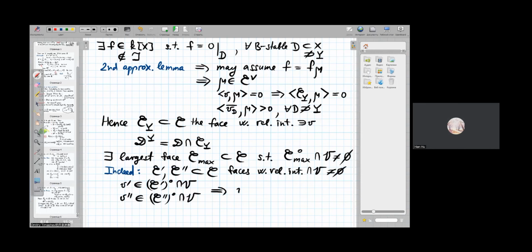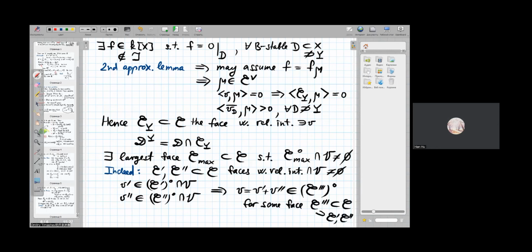Then the sum of these two vectors, since both vectors belong to C, also belongs to C. And it sits in the relative interior of a unique face of C. So there exists a face C triple prime, such that the vector V is contained in its relative interior, for some face C triple prime of C. And obviously, this face contains both C prime and C double prime.